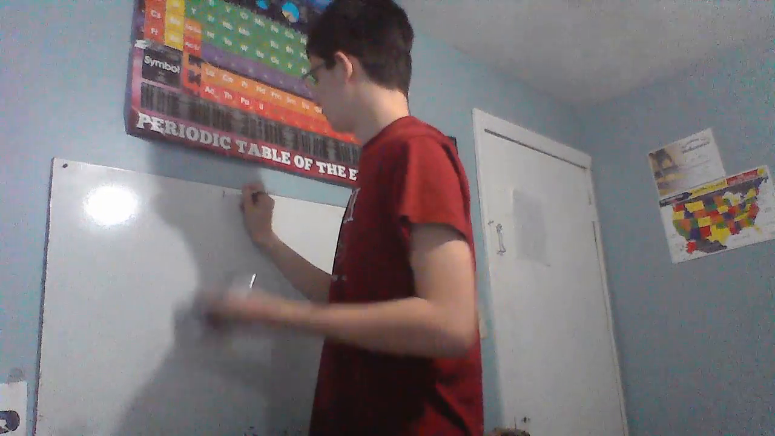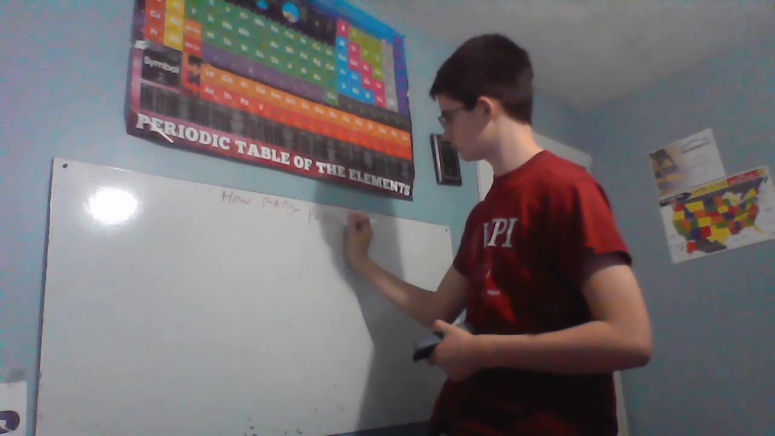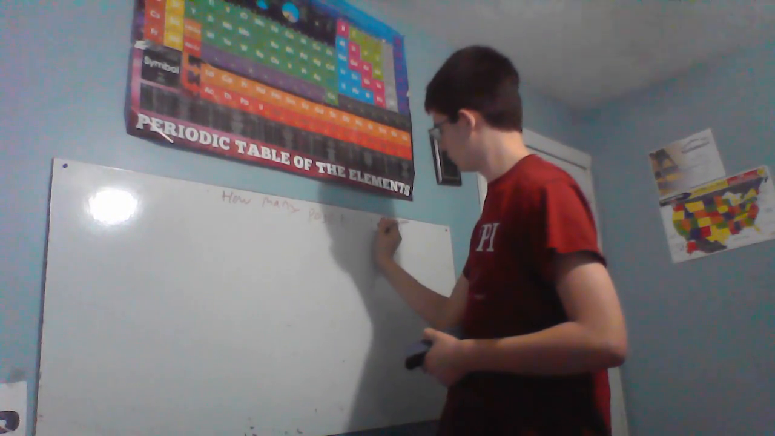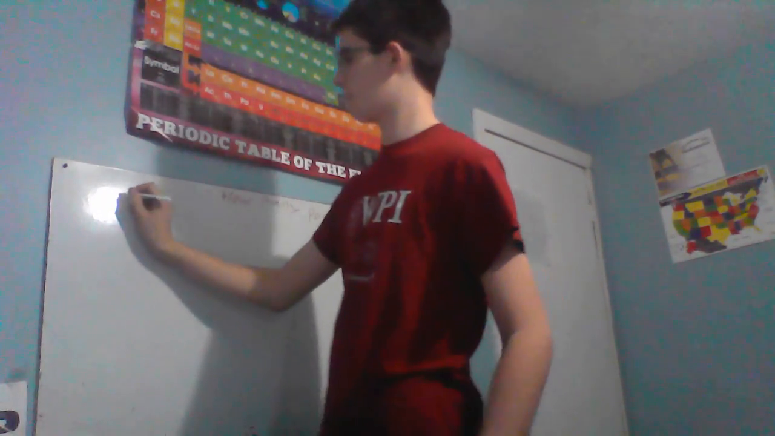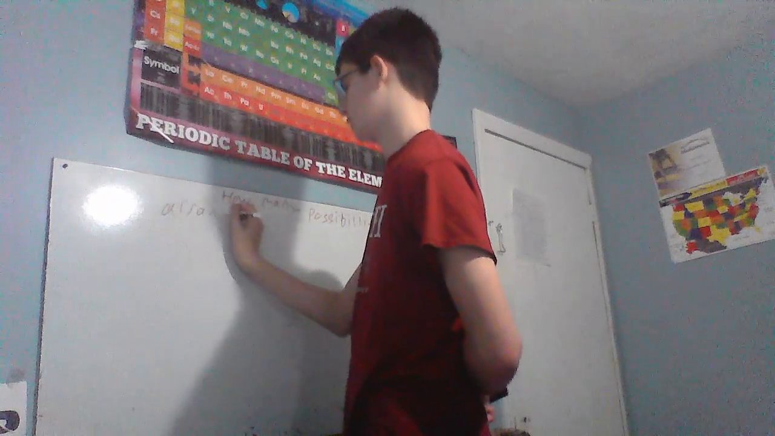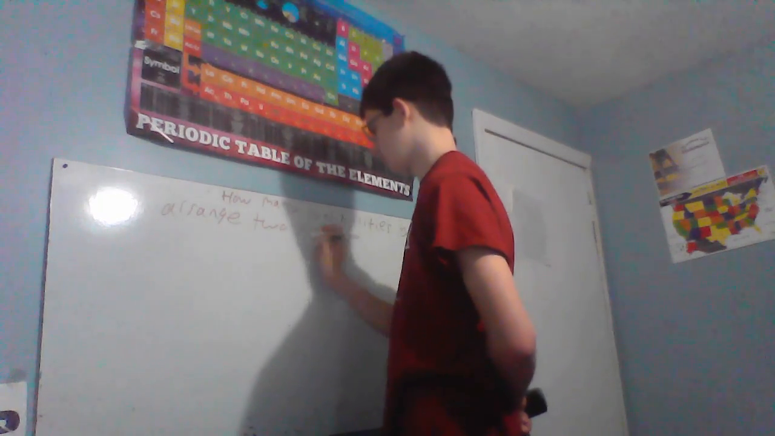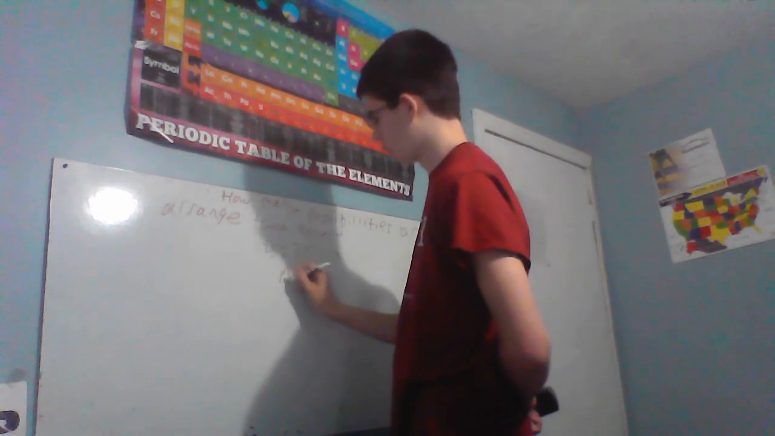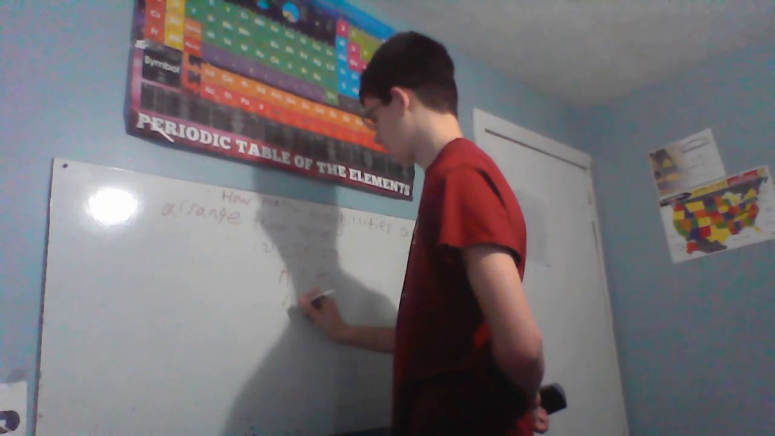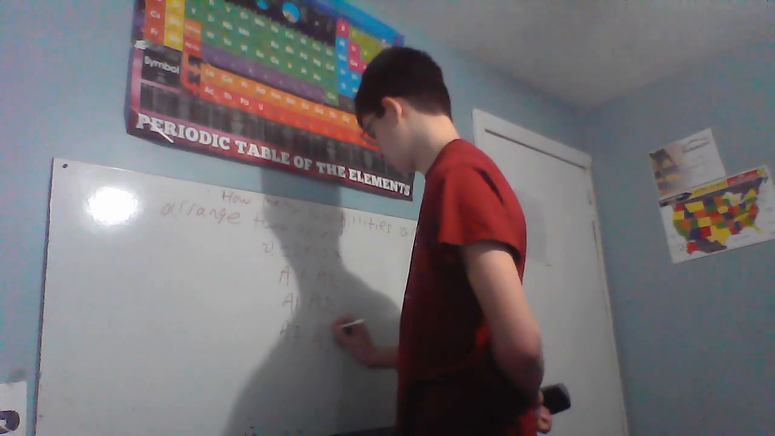That's 1, and we can just do one more. How many possibilities are there to arrange 2 apples? Now, of course, this one's simple. 2 factorial equals 2 times 1 equals 2. Apple 1, apple 2, and apple 2, apple 1. That's 2.